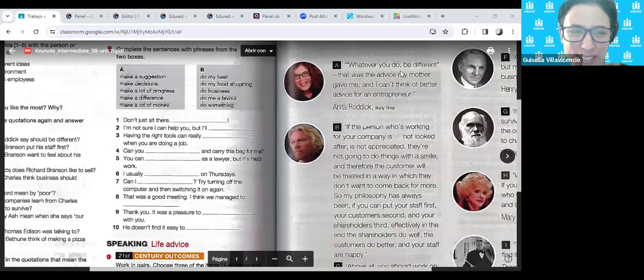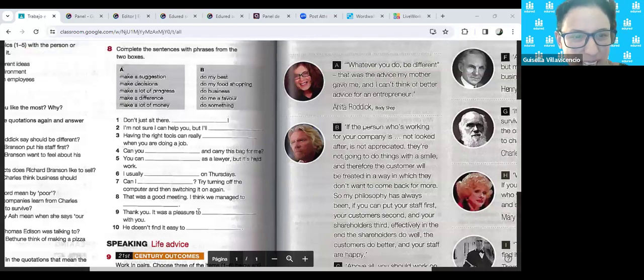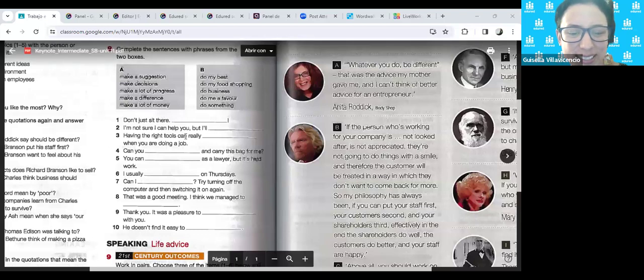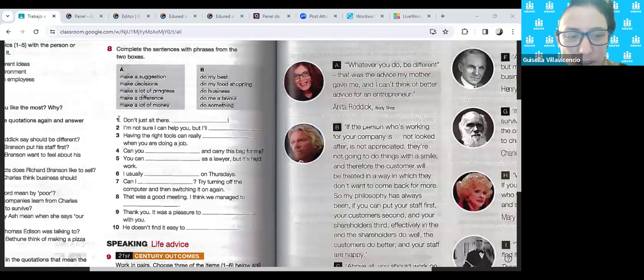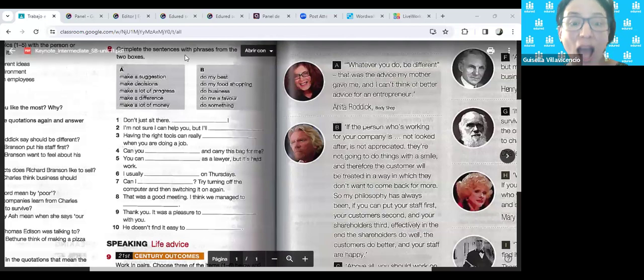Yes, make a difference. In number 10, he doesn't find it easy to make decisions would be number 10. Make decisions. Make a difference is number three. So these three sentences, only three, because if you do the 10, it's a lot. It would take a long time.